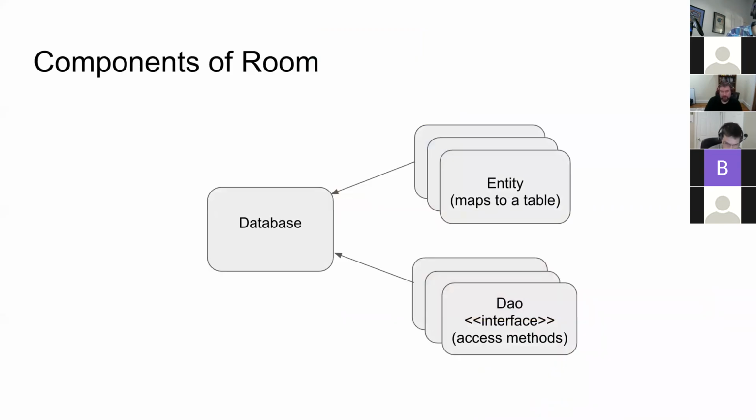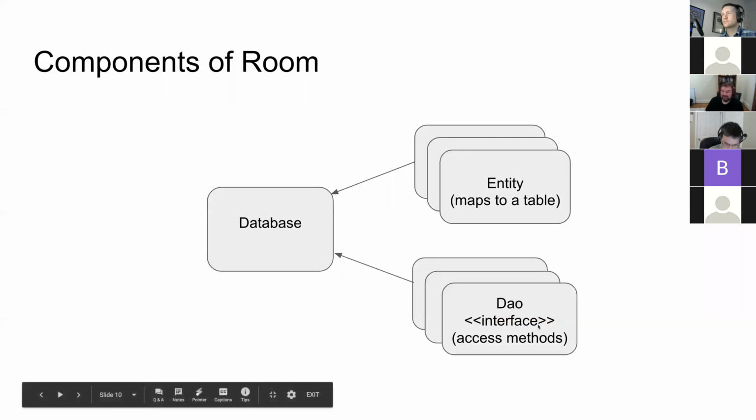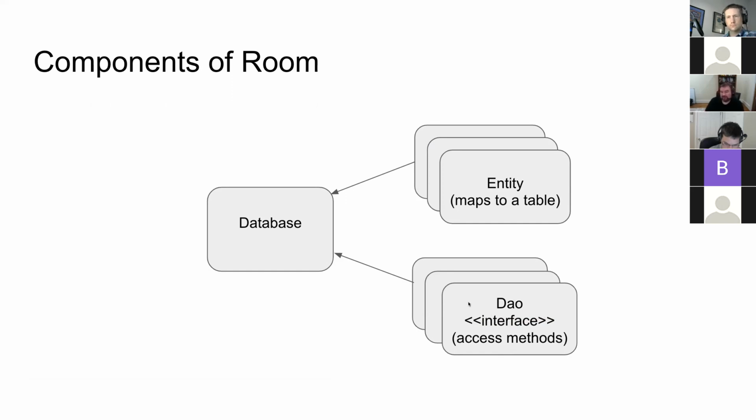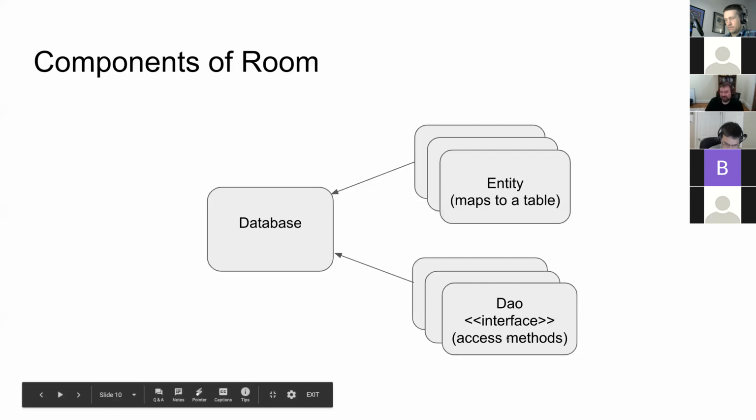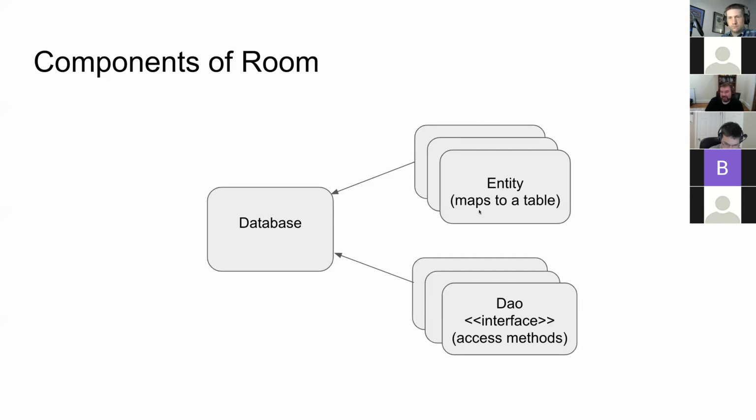All right, so basically, the Room library defines a few components, and the big thing is the database. That's the object that provides you with your access. One thing it uses is a DAO. DAO stands for Data Access Objects, and this defines all of the methods you're going to use to access the data. And the data is defined in some entity classes, and basically, the entity classes map to tables in the database.